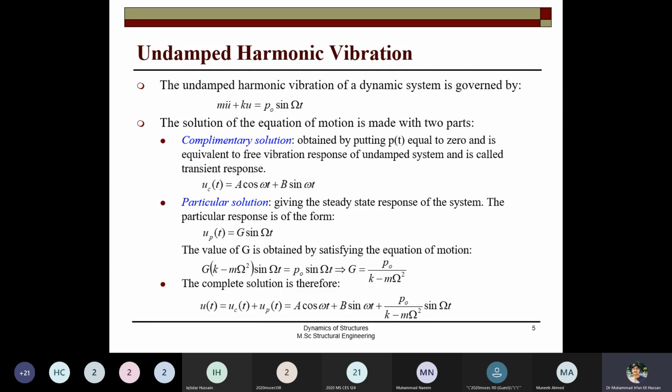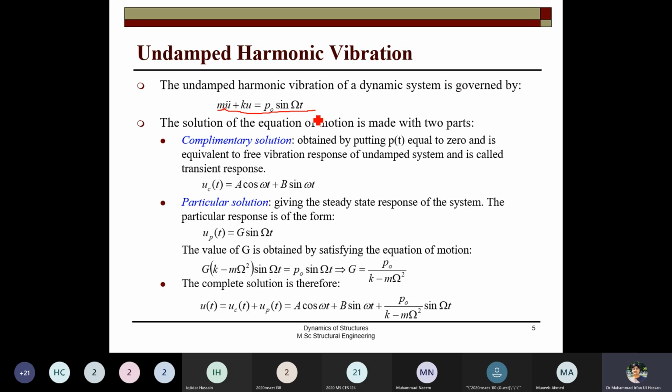So the undamped system harmonic vibration of the dynamic system is governed by, as the damping is 0, so C is 0, m u double dot plus k u will be p naught sin of omega t. And it has now two solutions. This system has two solutions.